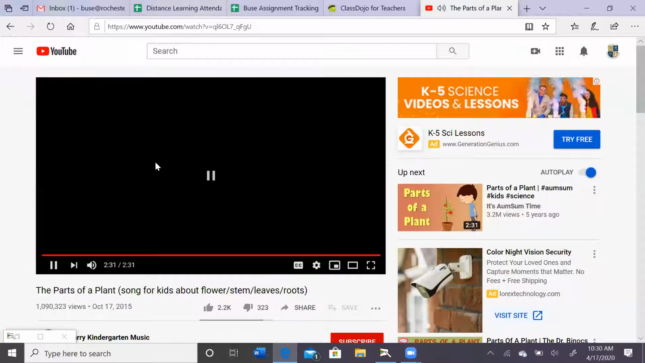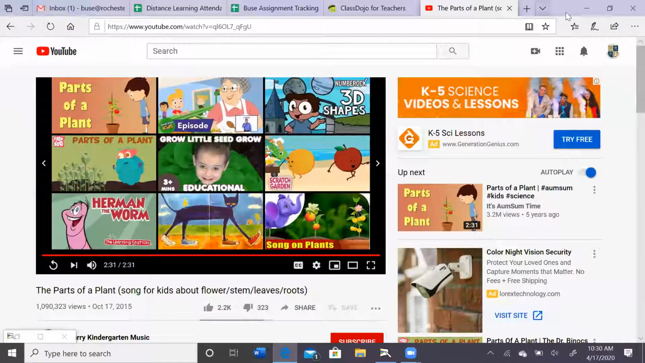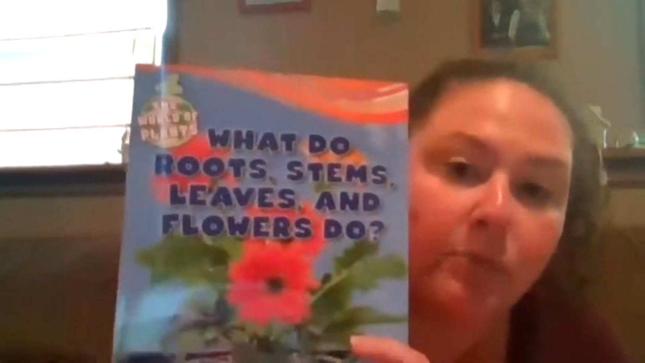Alrighty, first graders. So we talked about what a plant is again. So what we are going to do now is start reading our story. Today we are going to read part of this book called What Do Roots, Stems, Leaves, and Flowers Do? Last week as our intro, we already talked about the seeds and the leaves. So today we are going to talk about the roots. We're only going to read part of it today. We'll read more about it tomorrow, okay? There's a lot of information in this book.